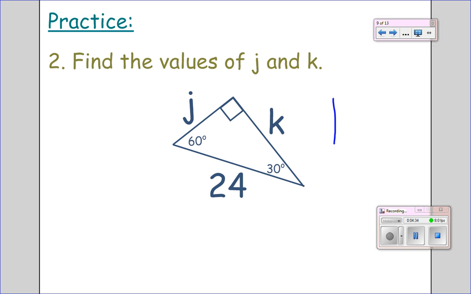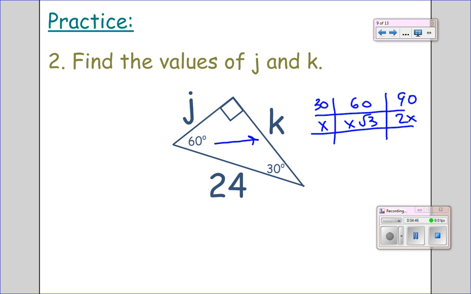All right, let's make the chart. So we got 30, 60, 90. And eventually you should get good enough to where you don't always have to make the chart, but it's a good starting point. So what side are we starting with? Well, the 60s with K, so not that one. 30s with J, so not that one. But the 90s with 24. So under 90, I'm going to put 24.